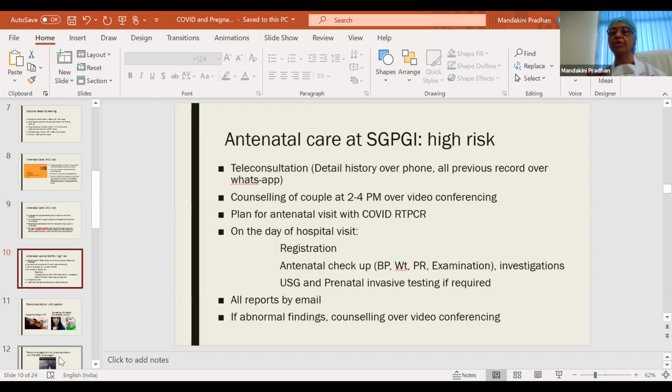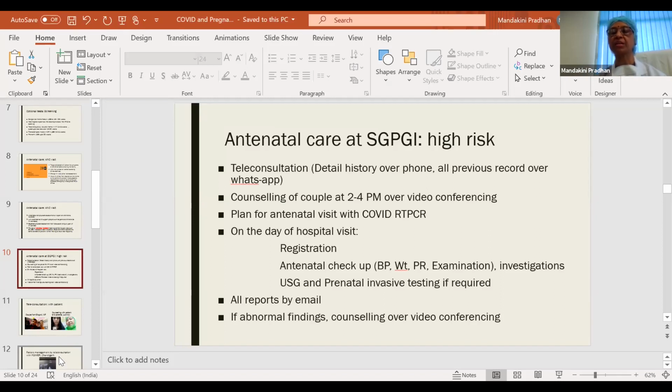Simultaneously, if needed, the patient can have prenatal invasive testing. That means if the patient is required to have an amniocentesis, because the patient already has a COVID test, we do the invasive testing or amniocentesis on that same day. If the patient is not for invasive testing, after the ultrasound we ask the patient to leave the hospital. We send all the reports by WhatsApp or email.